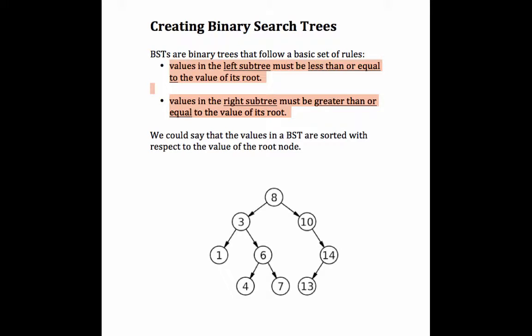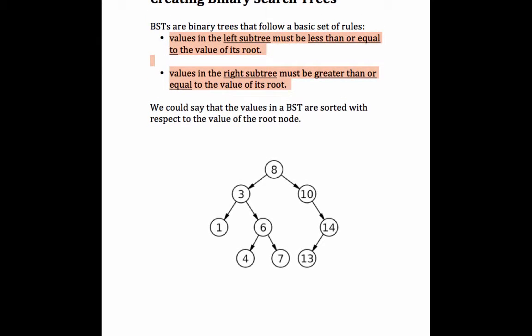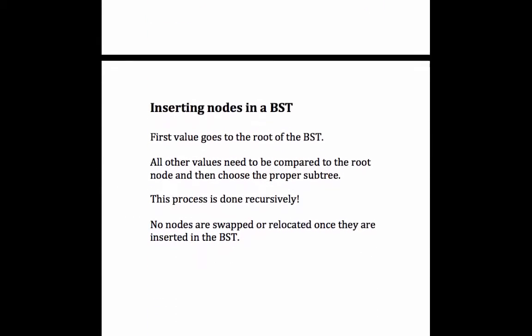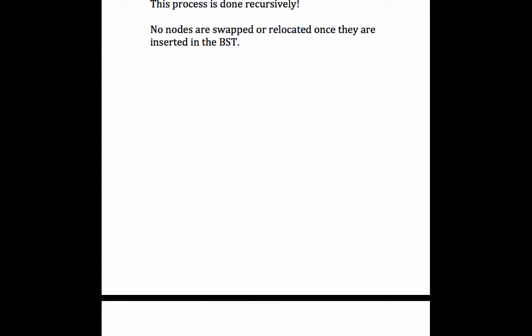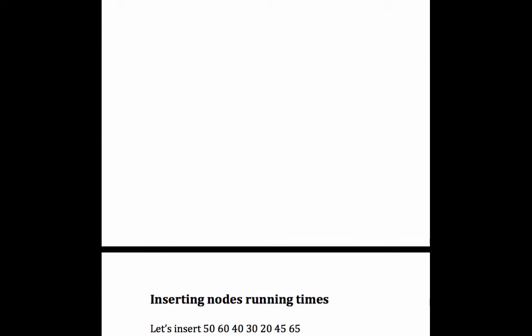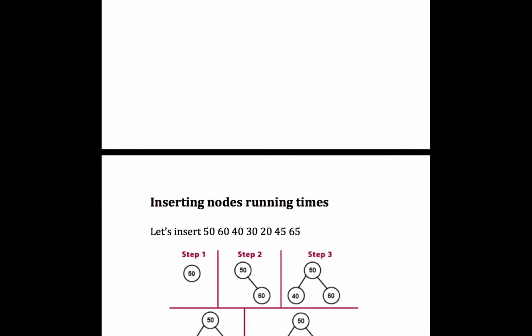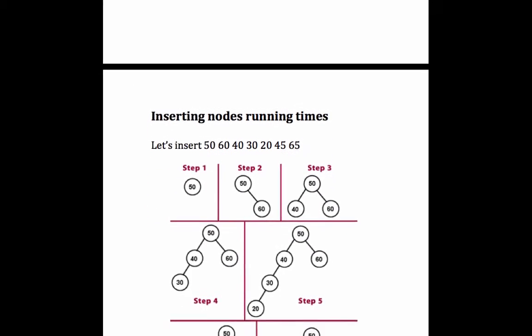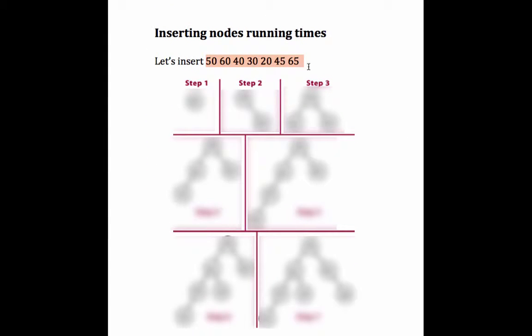Let's see what happens when we try to insert values that are given to us in a random order into the binary search tree, and let's talk about the running times. Let's assume that we have this set of values in random order: 50, 60, 40, 30, 20, 45, and 65. The first step is to insert 50, and of course there are no questions being asked. It's the first value, the tree is empty, so it goes at the root. No need to compare with any other node.